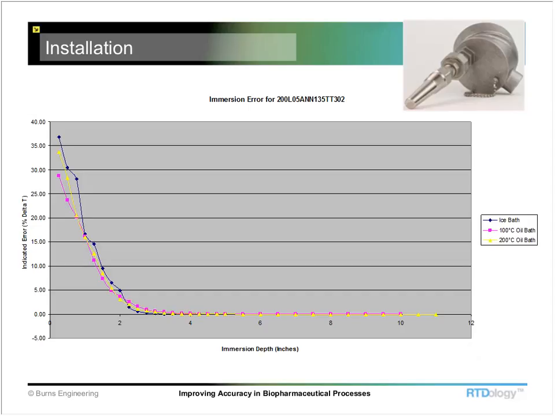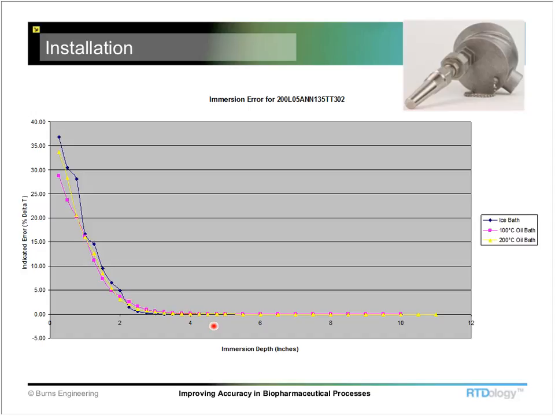Another chart here shows how the immersion of the probe influences the error, and this happens to be for a larger industrial style sensor and thermal well setup. It's going to be very similar for other smaller diameter sensors. The immersion error starts to disappear just over 2 inches of immersion, and by the time we get up to 4 inches, maybe 4.5, it's nearly gone.